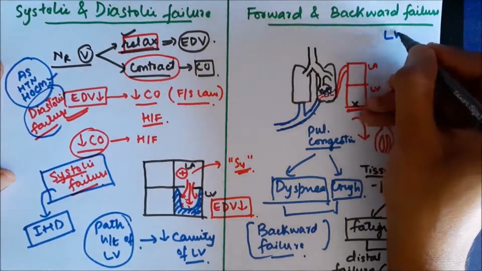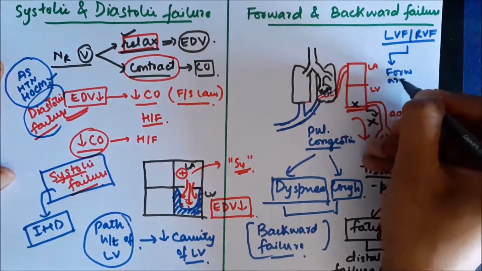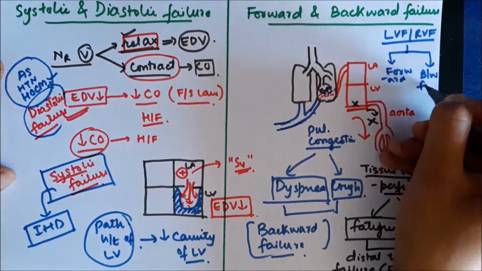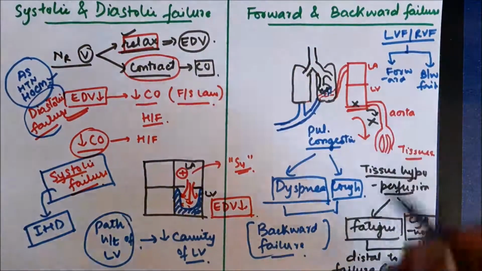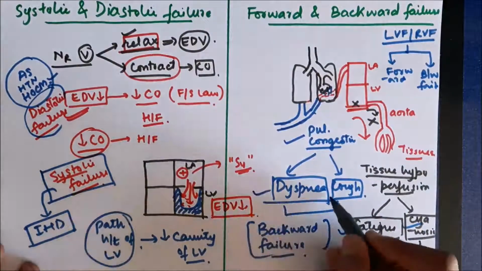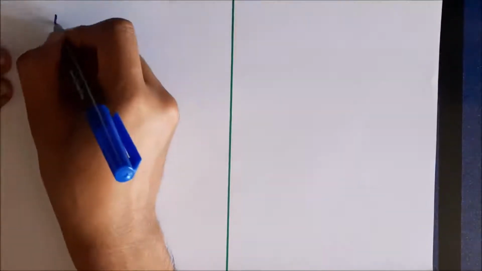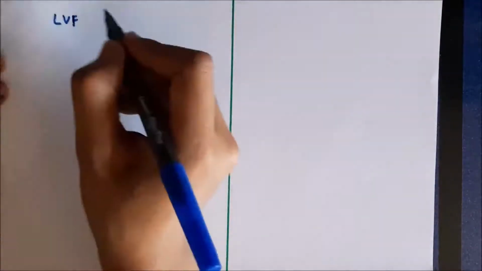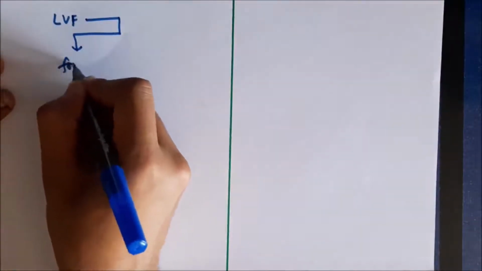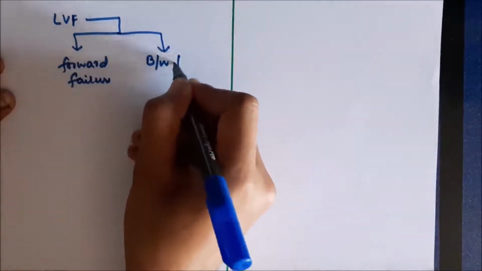So, be it left ventricular failure or right ventricular failure, both of them have two components, that is forward failure and backward failure. Different complications are caused by forward failure, and different complications are caused by backward failure. Both are components of the same type of heart failure. Now, left ventricular failure can occur due to any cause, for example an initial insult in the form of ischemia or myocardial infarction. So it has two components, forward failure and backward failure.